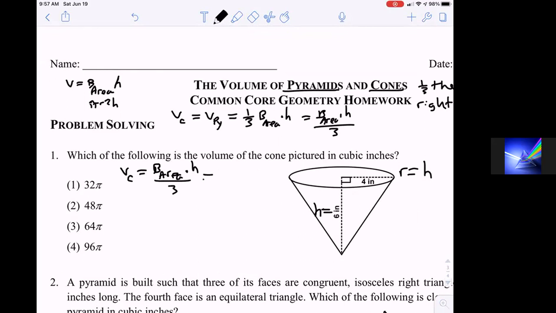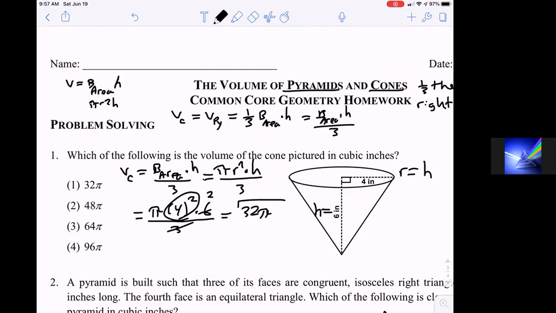But area of the base is going to be pi r squared because it's a circle. The base is the circle right here. Times the height divided by 3. So we're going to go pi times 4 inches squared. Don't forget to square it. Times the height of 6 inches, and then we'll divide the whole thing by 3. Well, 3 goes into 6 2 times, and then 2 times 16 would be 32 pi, which you guys can see is option number one.